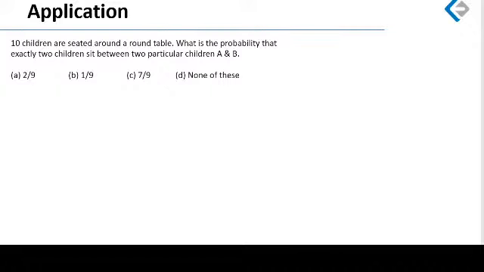Okay. 10 children are seated around a round table. It's a round table. What's the probability that exactly 2 children sit between two particular children, A and B? Okay. So now, as I told you, whenever there is an explicit restriction, first ensure that you deal with that explicit restriction.